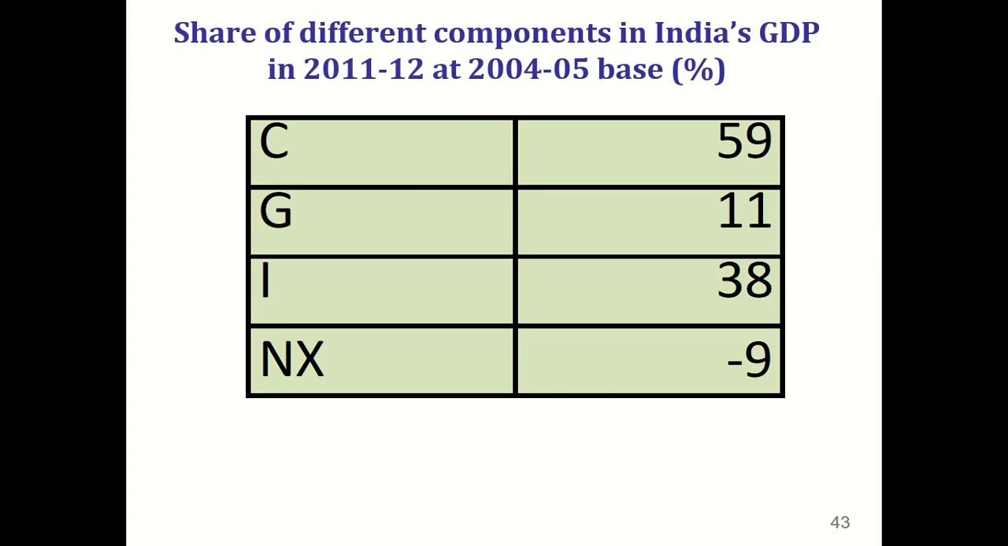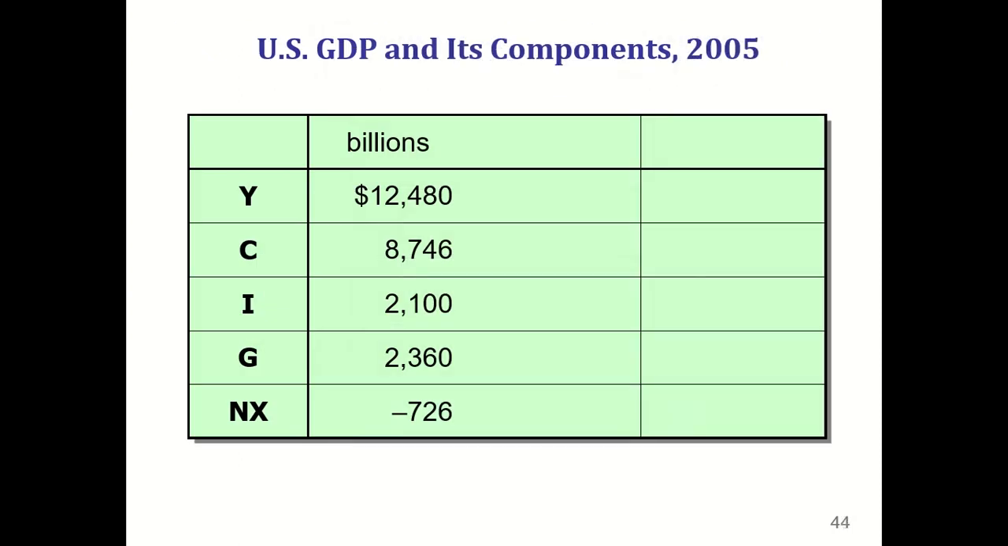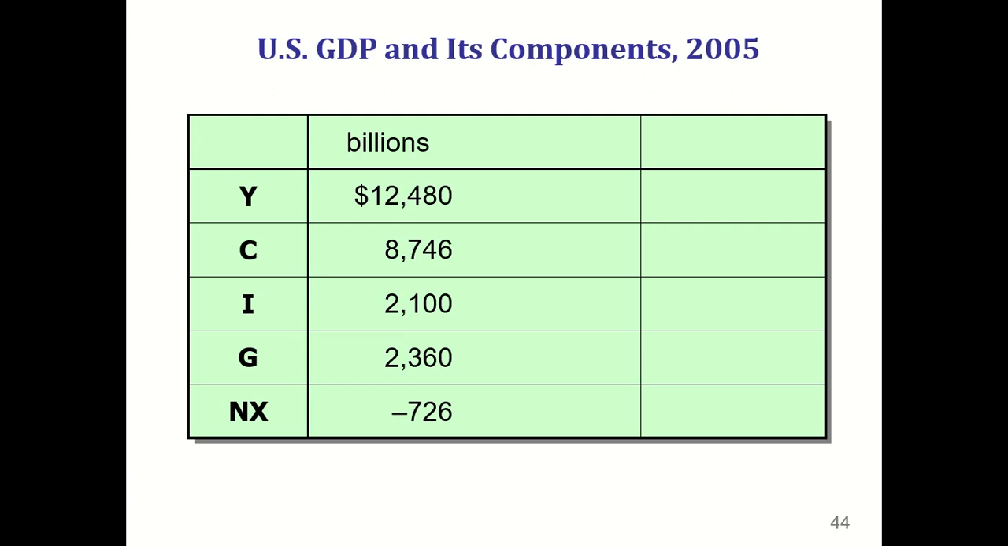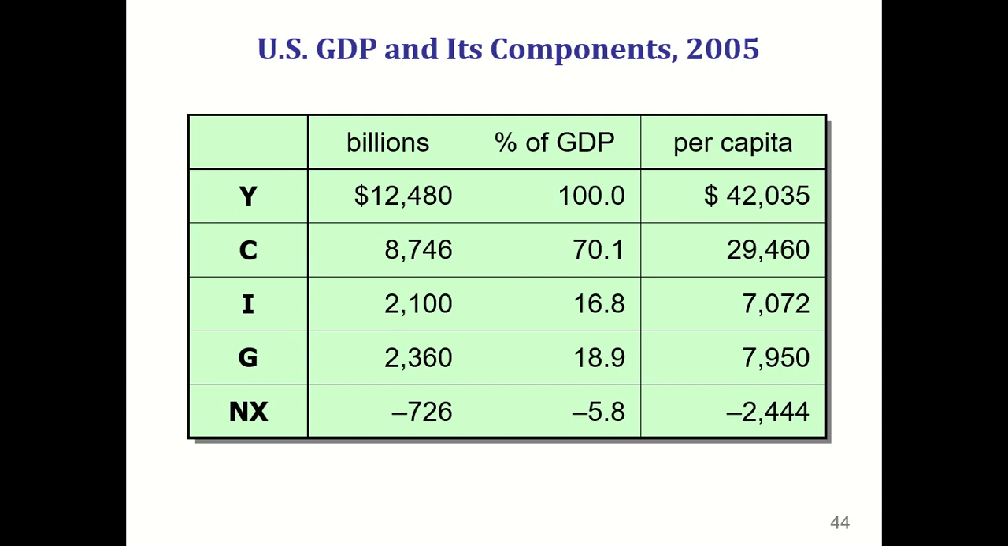Now, if we see the share of different components in India's GDP in 2011-12 at 2004-5 base, consumption accounted for 59%, government spending accounted for 11%, investment accounted for 38%, and net exports minus 9% of the GDP. Now, if you see a similar computation for the US for 2005, we can always get the data for the latest years. You just have to go to the Bureau of Economic Analysis website of the US government. Now, how much is it? It is 70% consumption, investment 17%, government spending around 19%, and net exports around 6%.